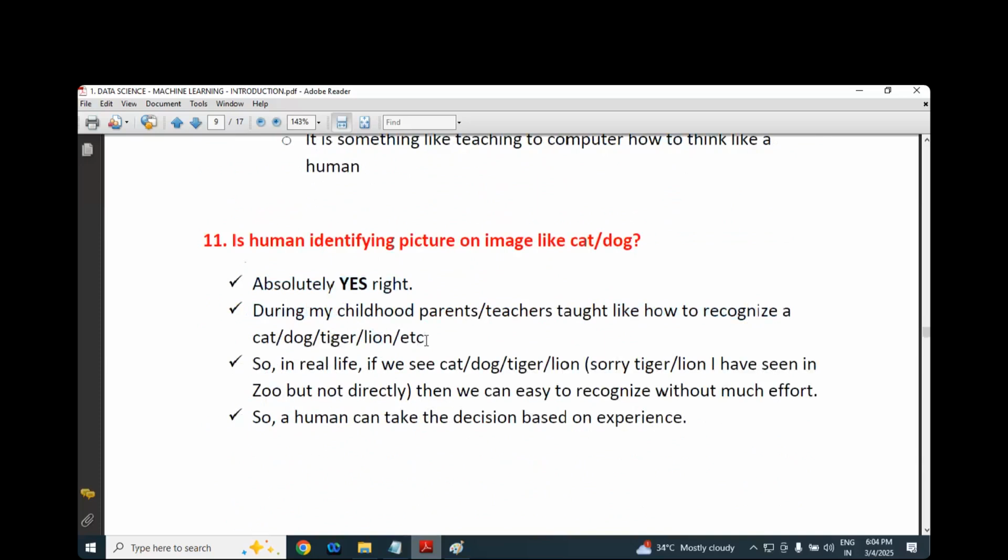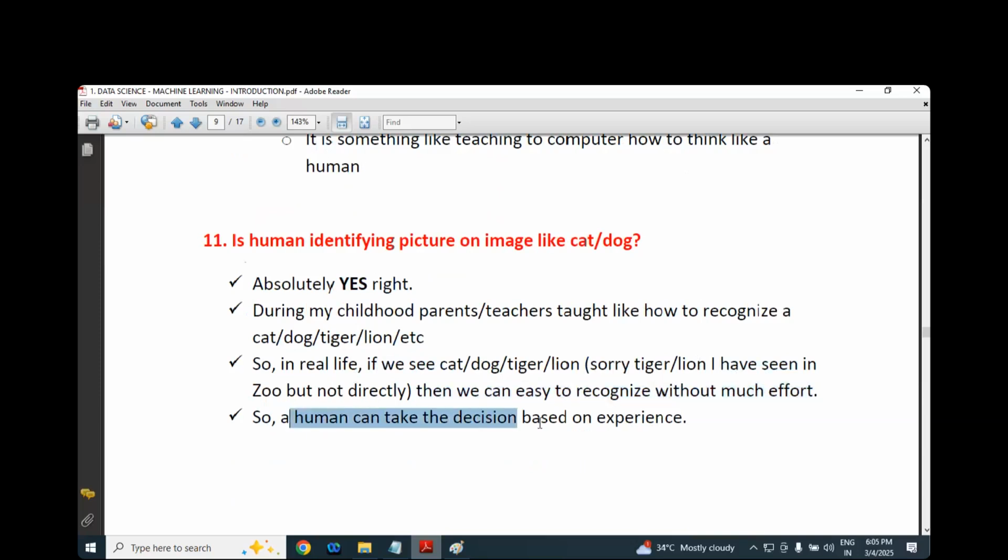That training literally is still helping me in Hyderabad. In Hyderabad also there are cats and dogs. Am I right or not, sir? So in real life, if you see a cat or dog or tiger, but sorry, tiger I haven't seen live ever. Then we can easily recognize without much effort.